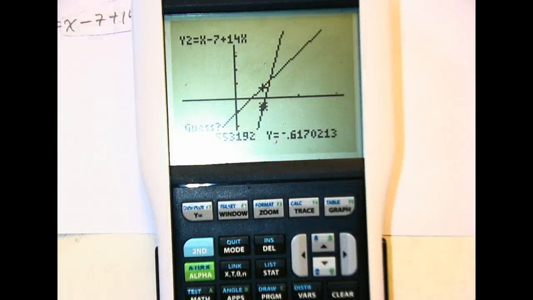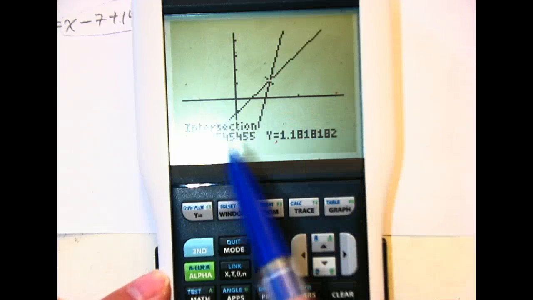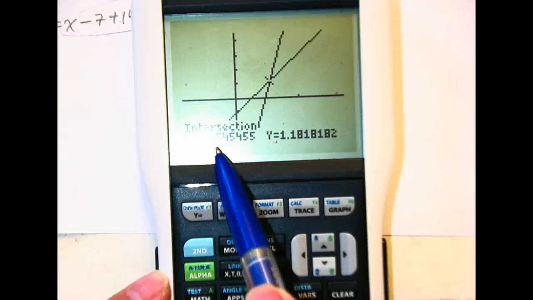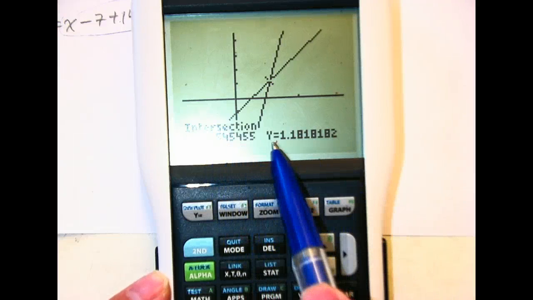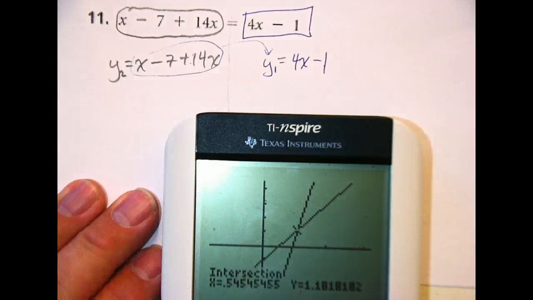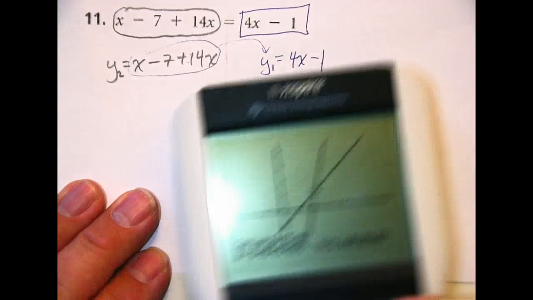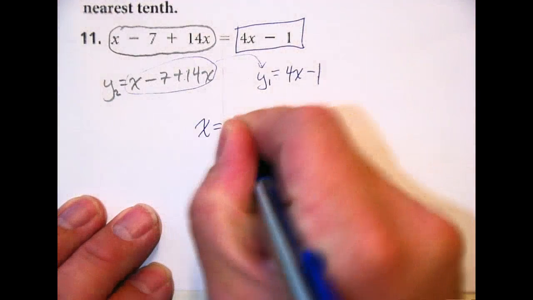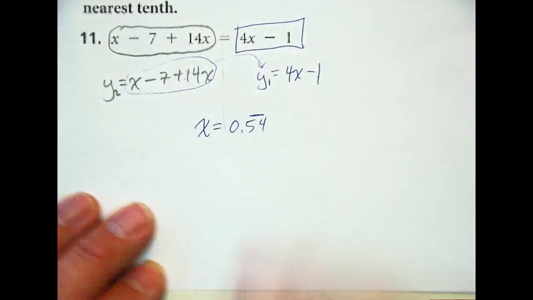That's not really why they have you guess. Later in the year when you're studying other curves, you'll possibly have multiple points of intersection. It wants you to put your cursor closest to the point of intersection you want. In this case, there's only one point of intersection, so you really don't have to do anything other than hit enter. And it'll tell you the point of intersection is at x equals 0.54545455 and y equals this. Now, what are we trying to solve for? X. So our solution is 0.5454, or x equals 0.54 repeating.